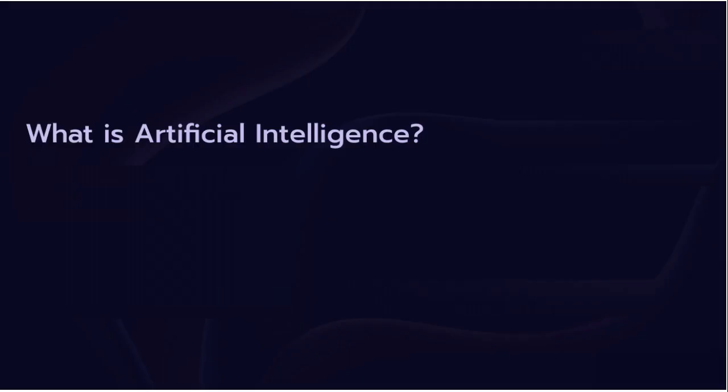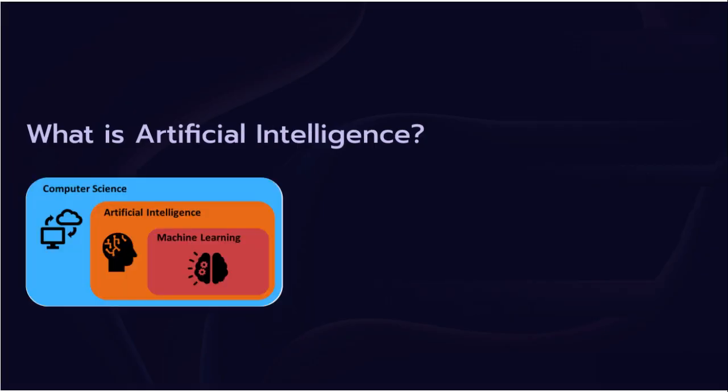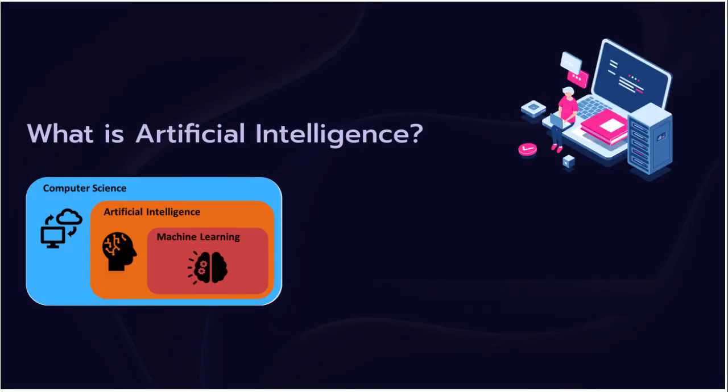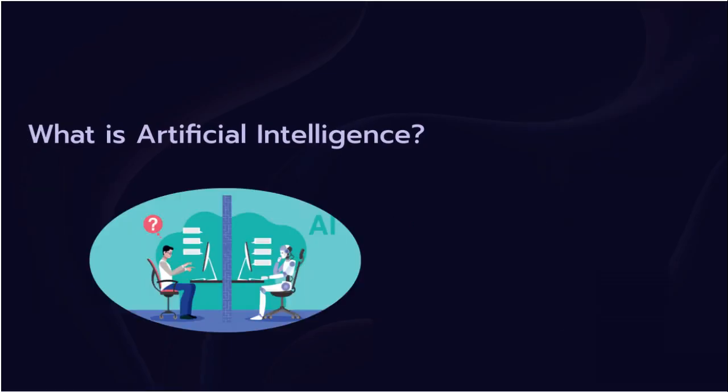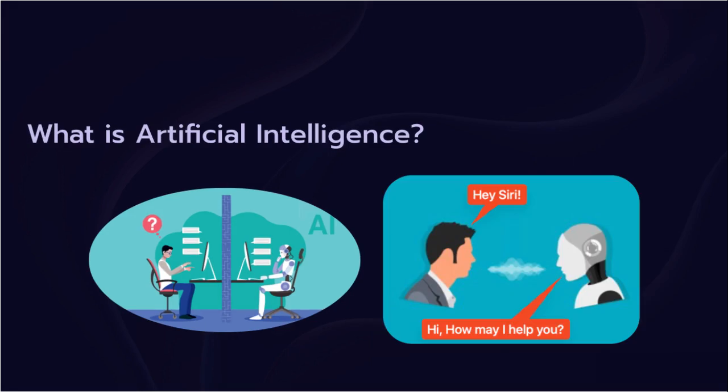First, let's talk about artificial intelligence, or AI. At its core, AI is a branch of computer science that focuses on building machines or software that can perform tasks requiring intelligence. Think of AI as teaching a computer to think and act like a human. These tasks could be as simple as recognizing your voice when you say, "Hey Siri."